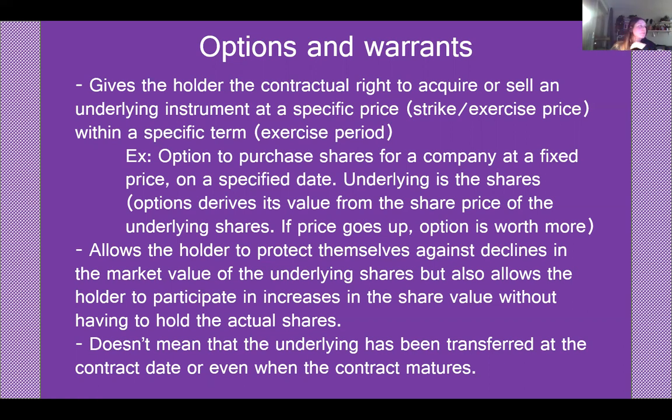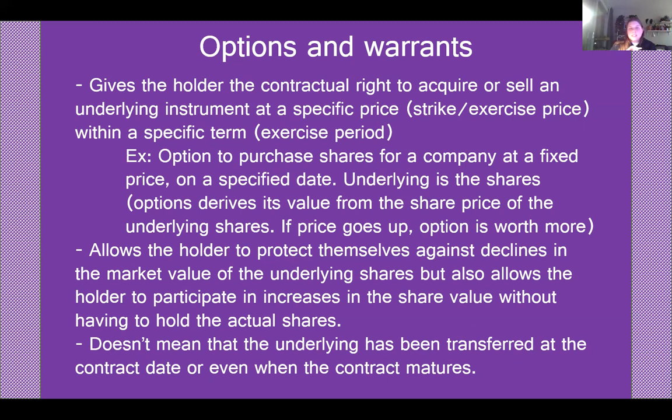So basically, I think I explained a little bit what options and warrants are, but it gives the holder the contractual right to acquire or sell an underlying instrument at a specific price, which is called a strike or exercise price, within a specific term, which is called an exercise period. And it allows the holder to protect themselves against declines in the market value of the underlying shares. And they also can contribute to the equity of the company without actually holding shares.